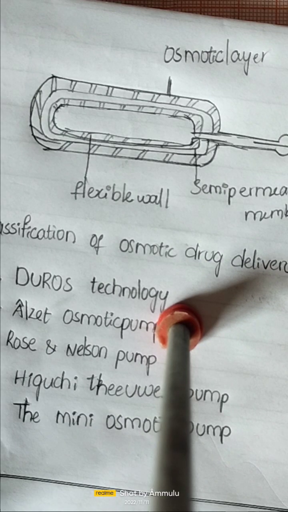Classification of the osmotic drug delivery system. In this osmotic drug delivery system, these are classified into 5 types. They are Duros technology, Alzet osmotic pump, third one is Rose and Nelson pump, fourth one is Higuchi Theeuwes pump, and the last one is the mini osmotic pump. These are the 5 types of pumps which are used in the osmotic drug delivery system.